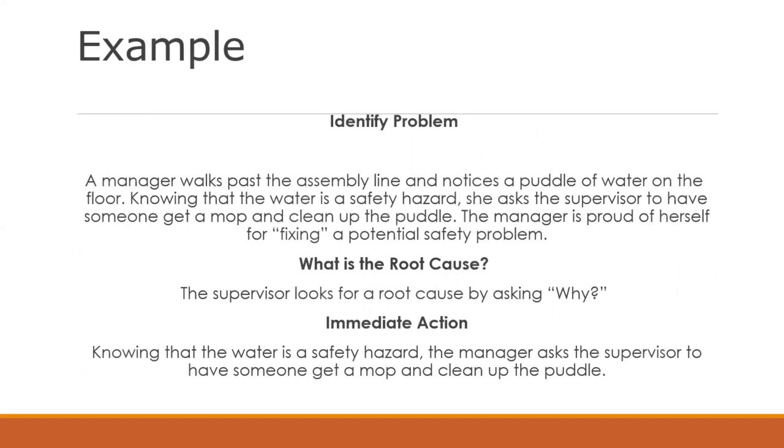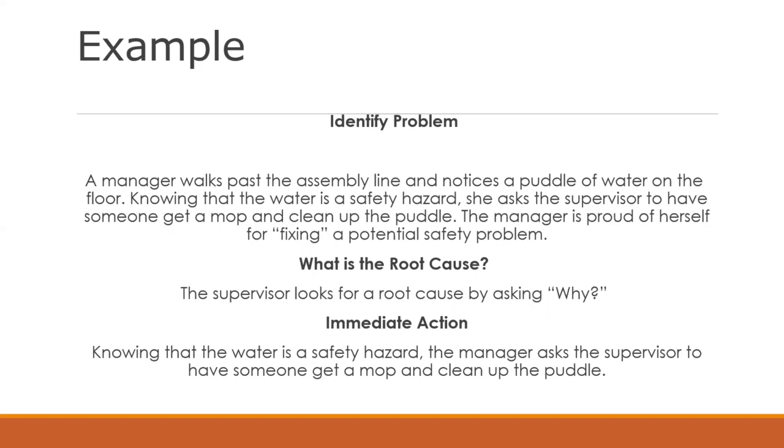Example: a manager identified the problem. A manager walks past the assembly line and notices a puddle of water on the floor. Knowing that the water is a safety hazard, she asks the supervisor to have someone get a mop and clean up the puddle. The manager is proud of herself for fixing a potential safety problem. That means she found some water on the floor and asked someone to clean it, but unfortunately the water came not because of a problem around that area. It would be from some pipeline issue somewhere else.